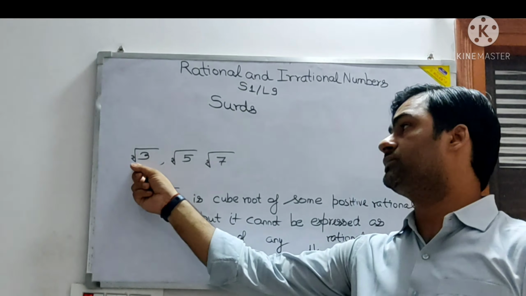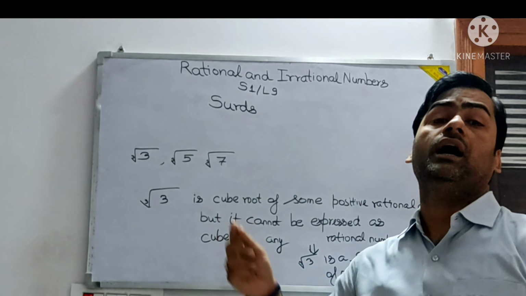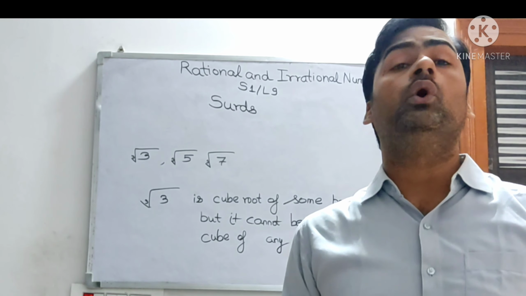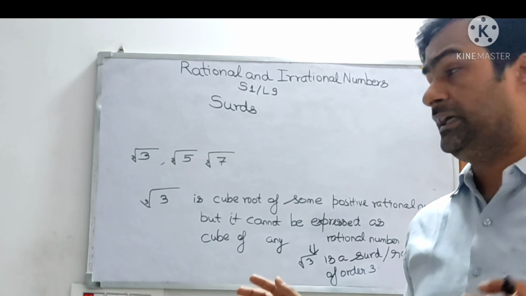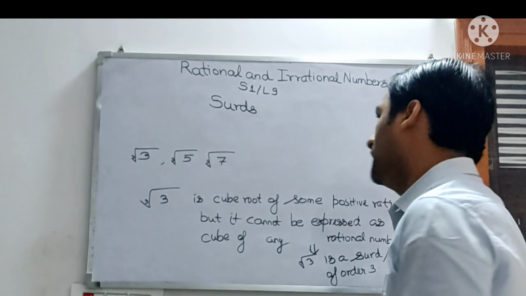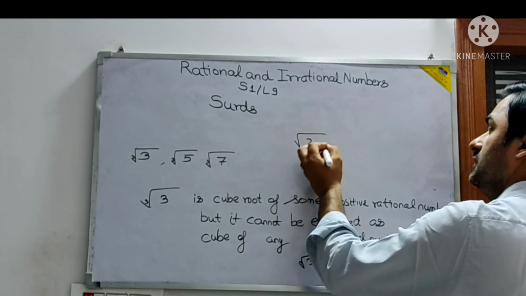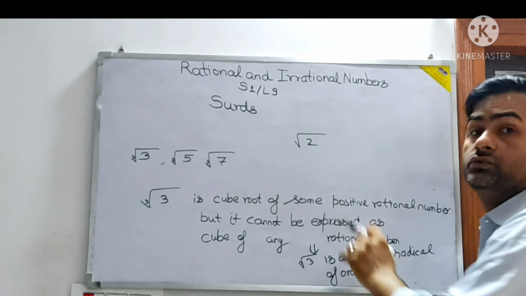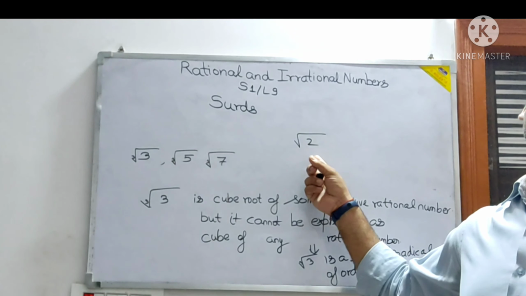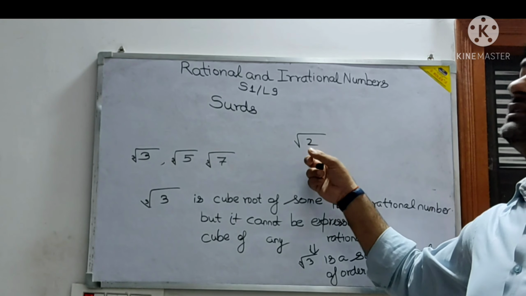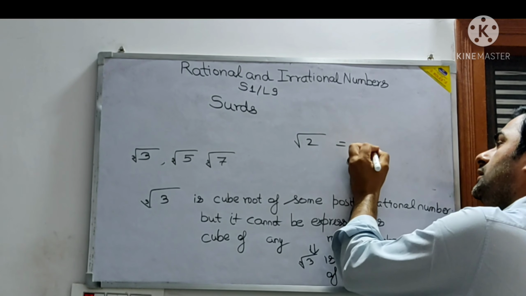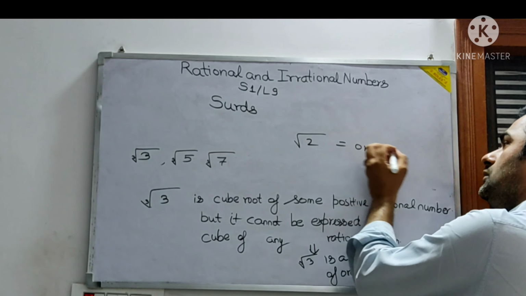That means cube root of 3, cube root of 5, cube root of 7 are such cube roots which cannot be expressed as cube of some rational number. That is what they called as surds. So that root 2 which it has written, this is a surd, this also is a surd, because it cannot be expressed as square of some positive rational number. But this is cube root, so this is also a surd, and it is a surd of which order? Order 2. Order 2 surd.